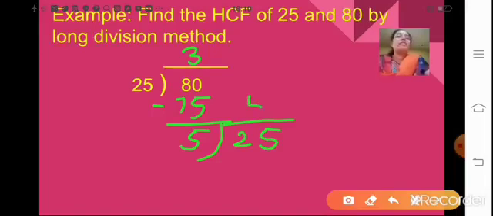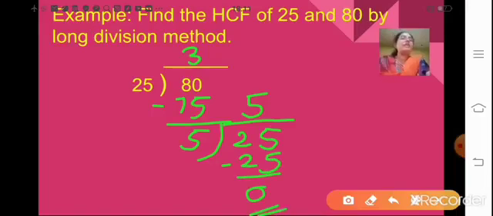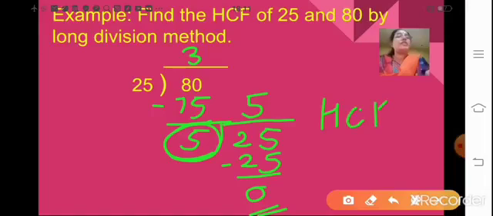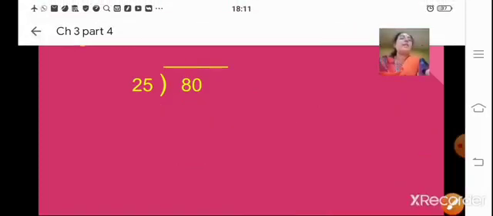Now 5 5s are 25. So your remainder is 0. So you will divide it till you get the remainder as 0. Now what is your HCF? The last divisor by which you are dividing, that number is your HCF. So your HCF here is the number 5. So the last divisor, the number by which you are dividing, becomes your HCF in the long division method. Now let us see one more example.